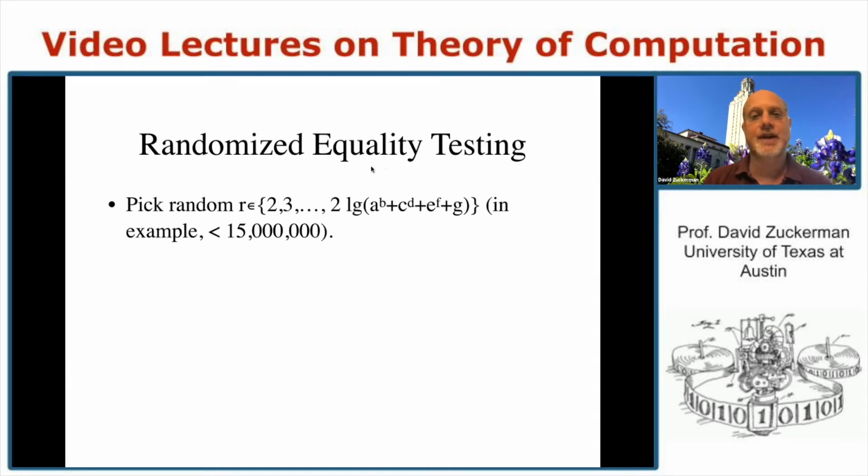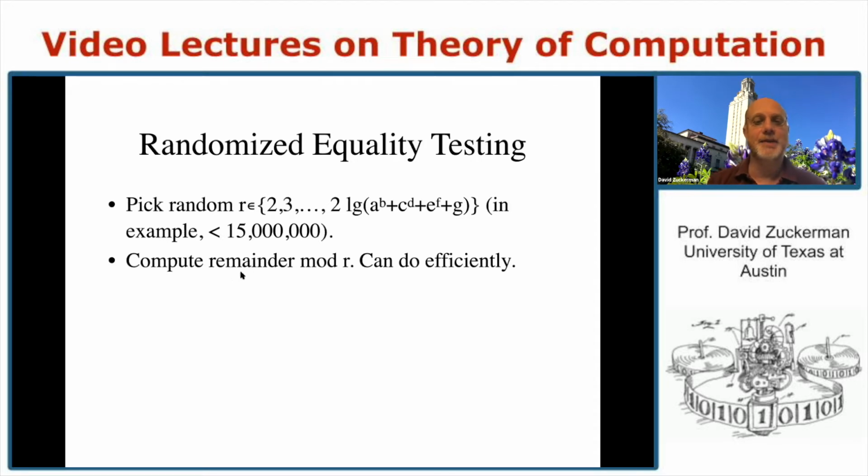To test if the two sides are equal, we'll just pick a random number between 2 and some pre-specified bound. Don't worry too much exactly what this is, but note that it's a reasonable number. It's logarithmic in the quantities we're interested in. So it's not too big. In our example, it's less than 15 million. You might think, well, 15 million sounds big. But remember, 15 million is just 8 digits. It's easily stored in a computer. So it's really not that big.